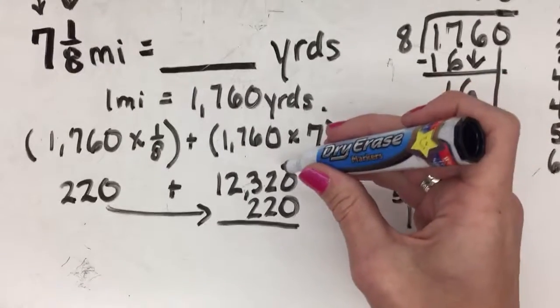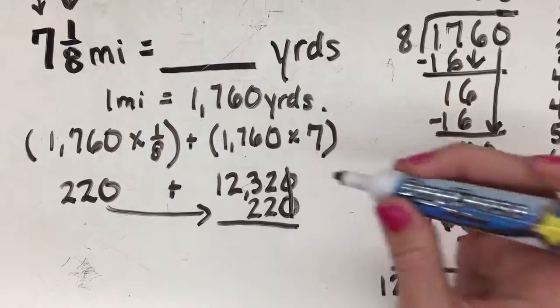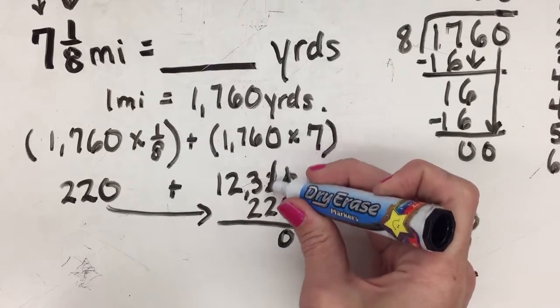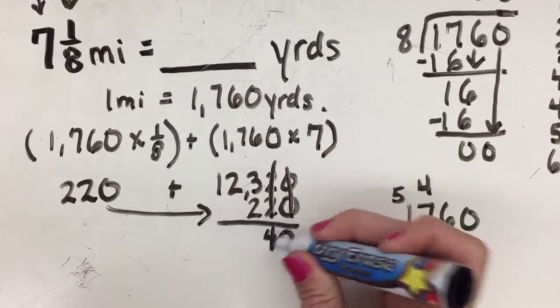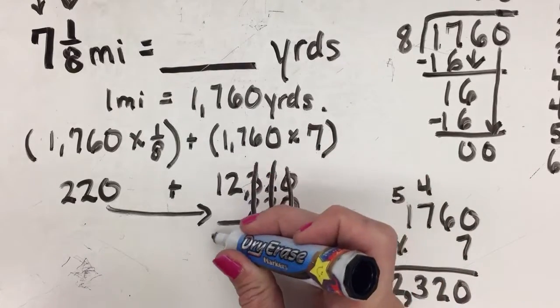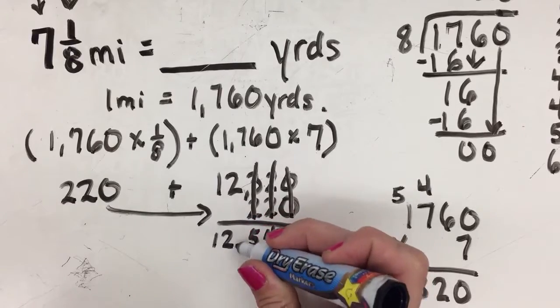So again, 0 plus 0, and I like to put a line through it to make sure that I'm keeping my place values together. So 0 plus 0 is 0. 2 plus 2 is 4. 3 plus 2 is 5. And then clearly I can just drop down my 12.